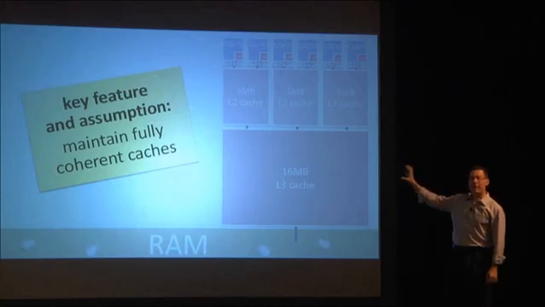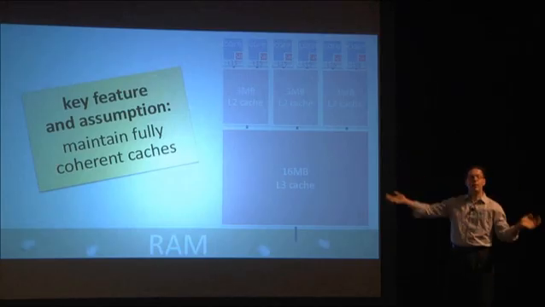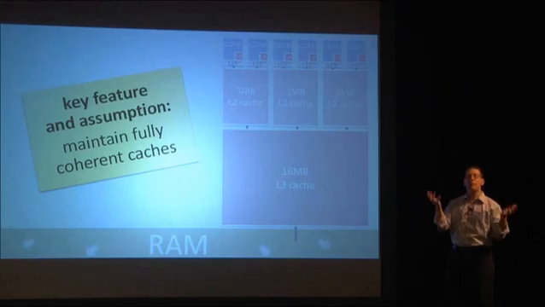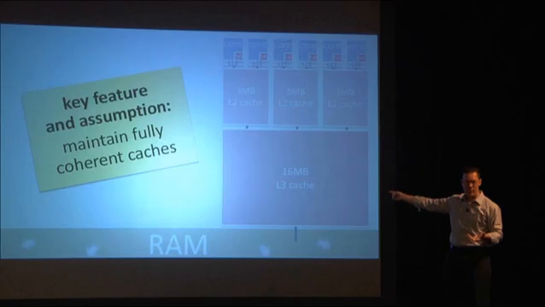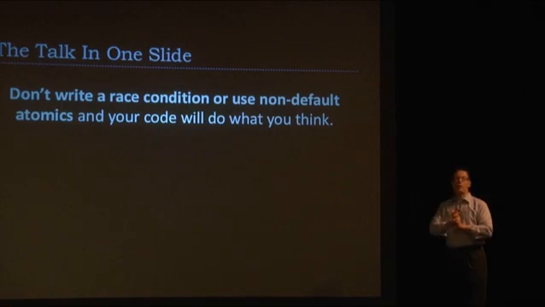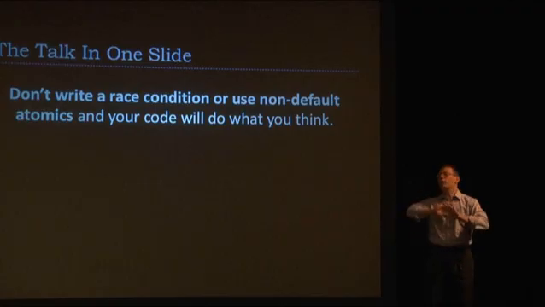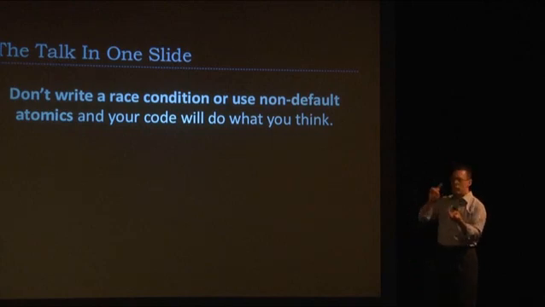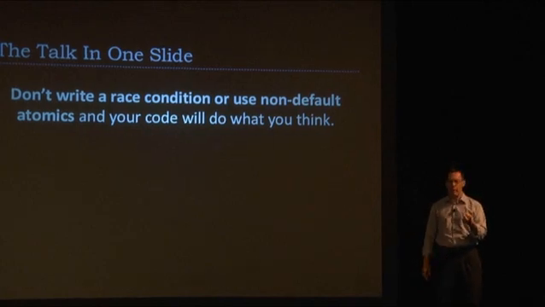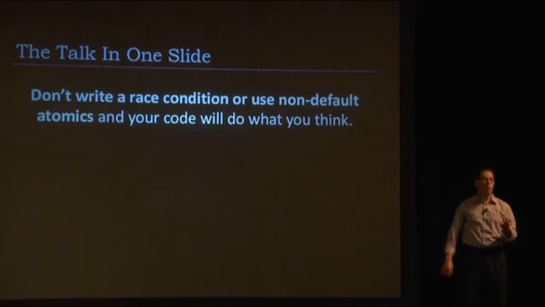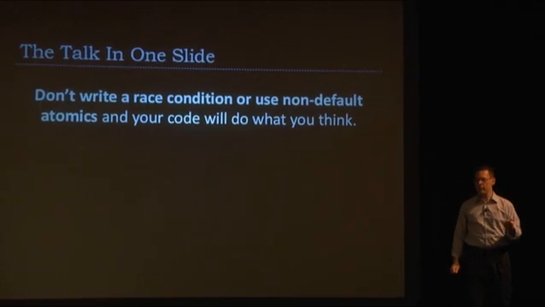But we're making this key assumption. Everything that I'm going to talk about in the complexity, it is merely that hard as long as we have coherent caches. And that safety net should continue. So here's the talk in one slide. You can ignore pretty much the entire rest of this talk if you simply don't write a race condition and don't use non-default relaxed atomics. In that case, your code will do what you probably think it does.